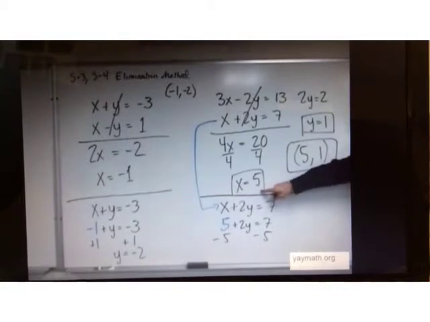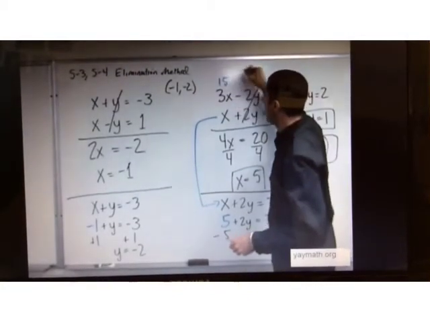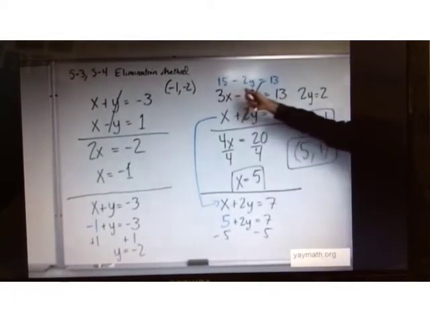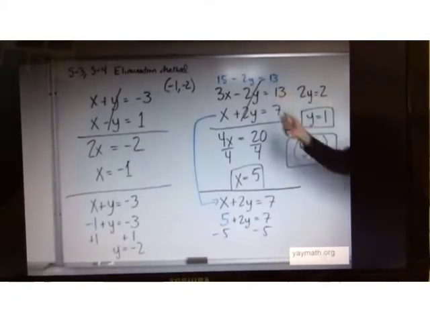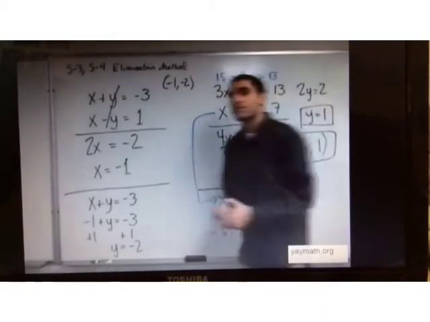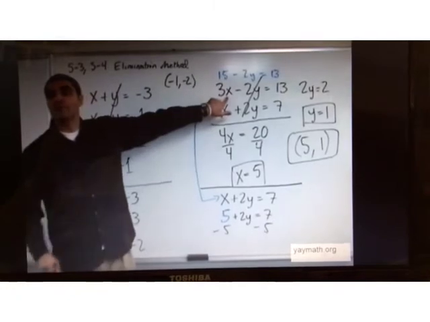If we plug x equals 5 into here, we get 15 minus 2y equals 13. Minus 15 on both sides, you'll get negative 2y equals negative 2. Either one. Why didn't you make it 15x? Because x is fine.